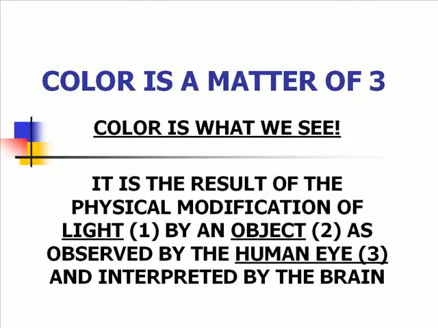It's the result of the physical modification of light, first thing, by an object, second thing, and as observed by the human eye in the interpretation of the brain. So if you don't get anything else out of this class by the end of the term, you'll hear it enough times that you should remember that. What it takes to have color, there are 3 things: light, an object, and an observer. And you can bet that'll be on more than one quiz or test, and if you get that one wrong, then I throw you out of class. That's the real basic truth of this class.